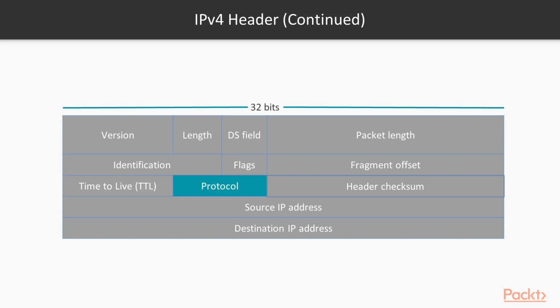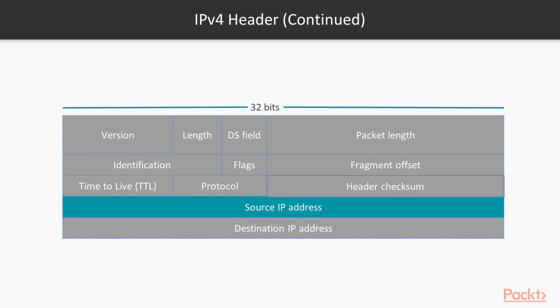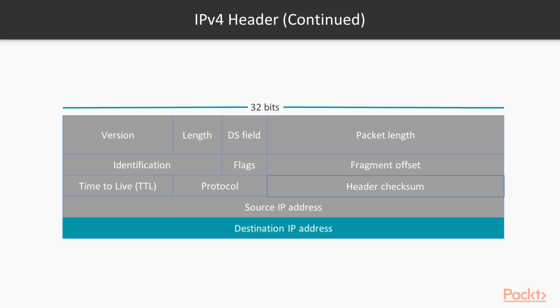For example, for TCP, it is 6. Header checksum is very helpful also. It will help us to understand if we have received the packet correctly. And finally, the two most important fields for CCNA routing and switching are source IP address and destination IP address. And as you can see, they are 32-bit fields. So each IPv4 address is a 32-bit one.